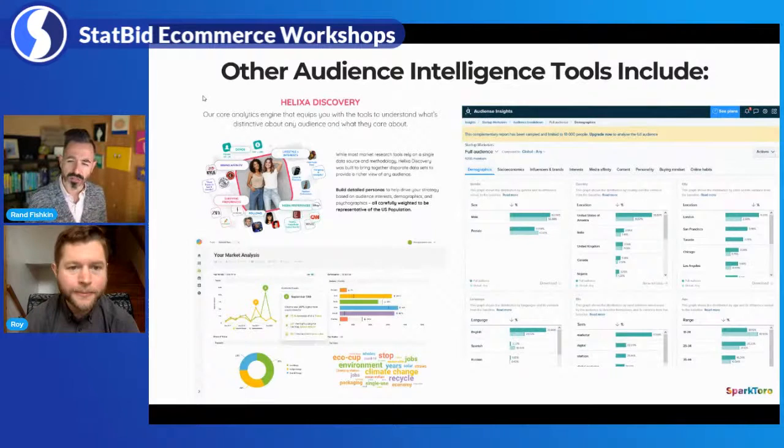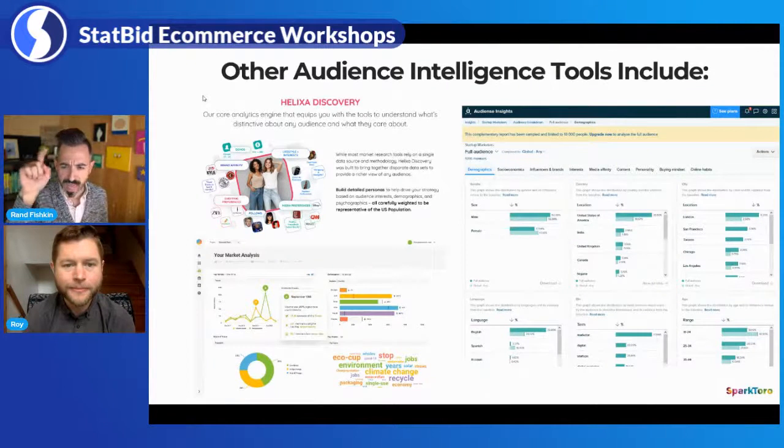There are some other good tools here that you can check out. Helixa.ai. Brandwatch, if you've got a lot of money. Brandwatch is phenomenal, but quite expensive on the enterprise side. And then Audiense, spelled with an S instead of a C.